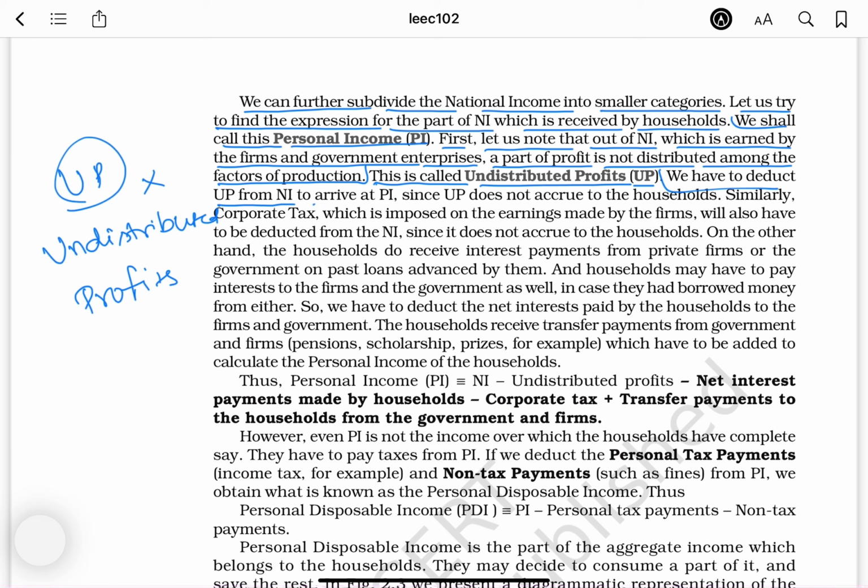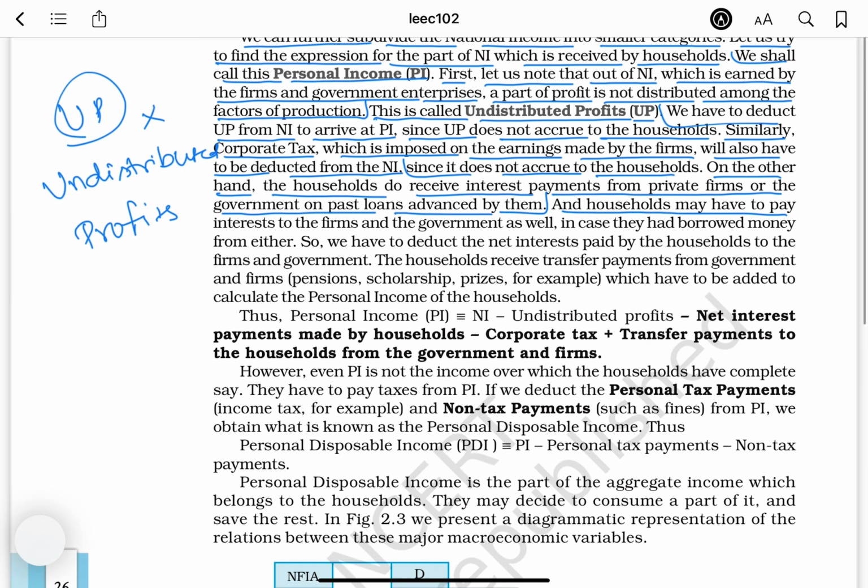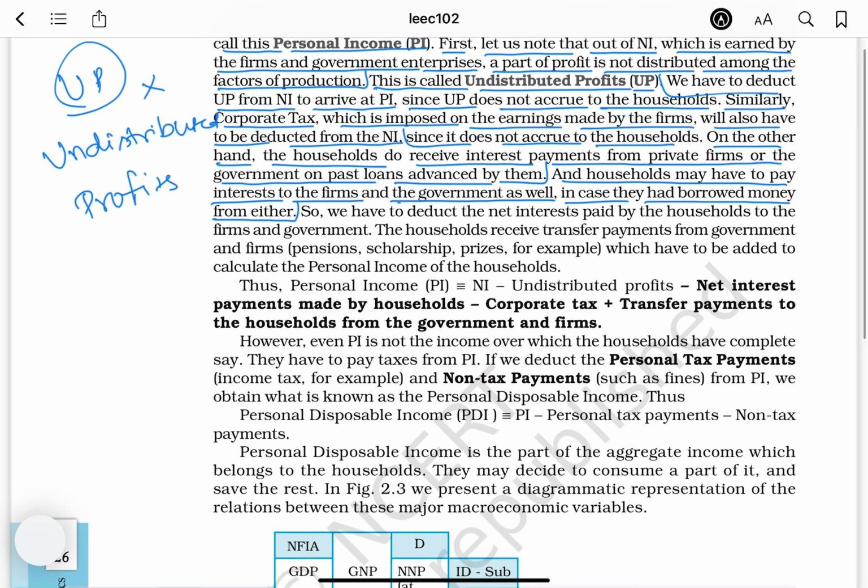We have to deduct UP from NI to arrive at PI, since UP does not accrue to the households. Similarly, corporate tax, which is imposed on the earnings made by the firms, will also have to be deducted from the NI since it does not accrue to the households. On the other hand, the households do receive interest payments from private firms or the government on the past loans advanced by them, and households may have to pay interest to the firms and the government as well in case they had borrowed money from either.